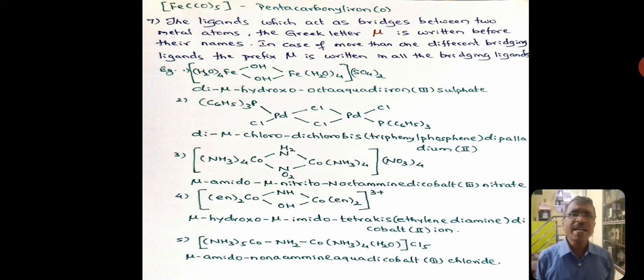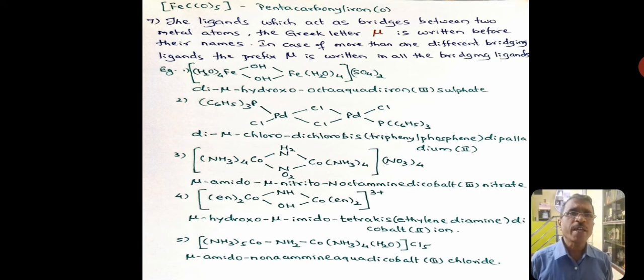Coming to the second example. In the second example, palladium is linked to 2 Cl atoms and also it is linked to the triphenyl phosphine. So the two Cl atoms are linked between the two palladium, hence it is written dimu-chloro. The next dichloro, because the Cl are attached to palladium, and the triphenyl phosphane, this ligand itself is having tri, hence the word bis should be used.